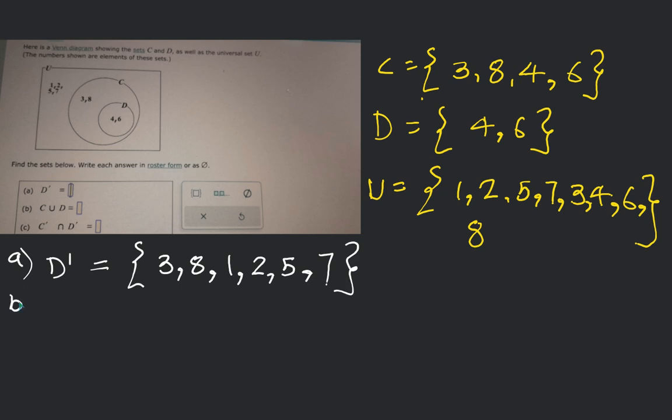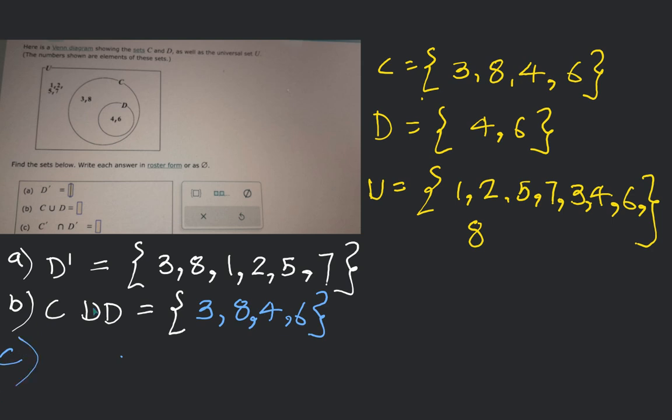Okay. For B part, C union D. What would be the answer? Union means the elements which are there in both of them, so not the common ones. 3, 8, 4, 6. Yes. 3, 8, 4, 6. Perfect.